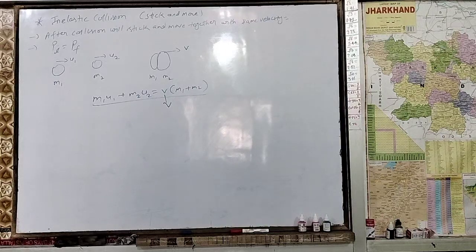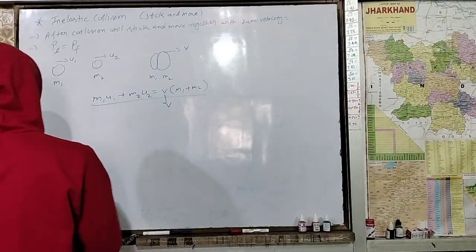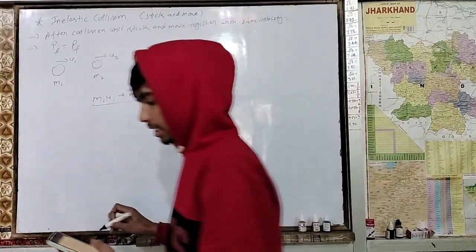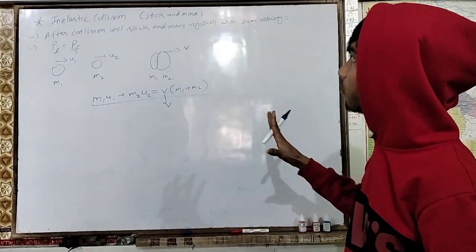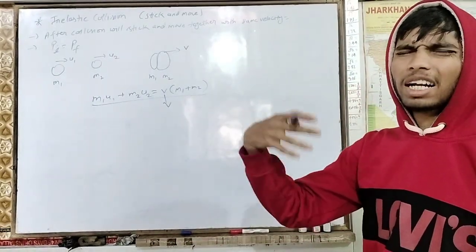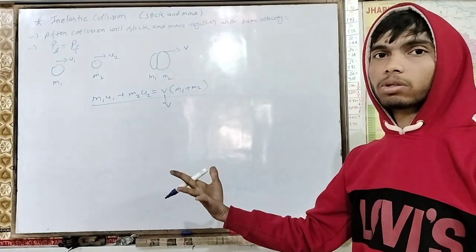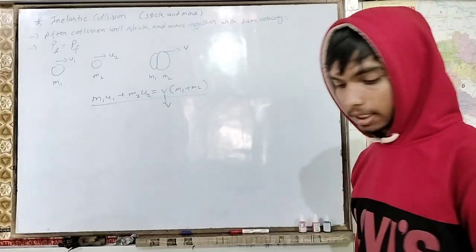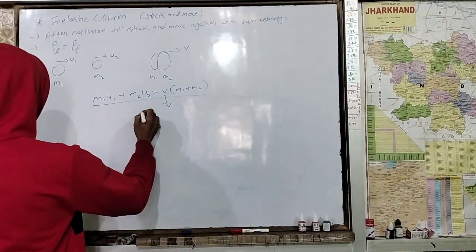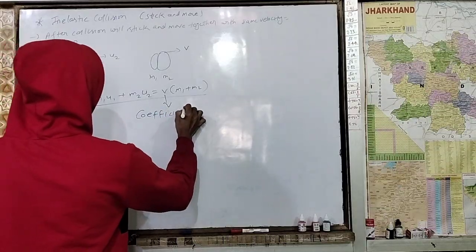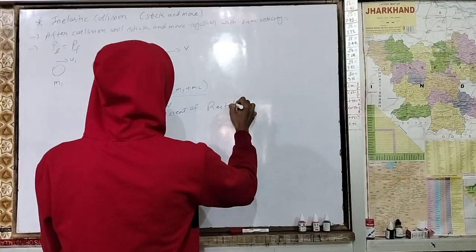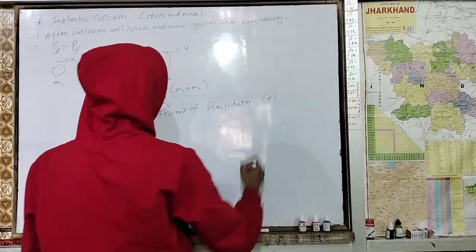Coefficient of restitution. It is nothing but the ratio of the velocity of bodies after collision to the velocity before collision. The relation between them is the coefficient of restitution. Try to understand.